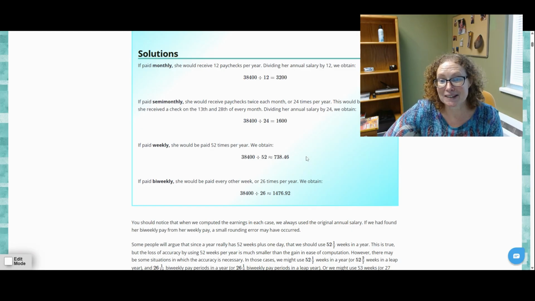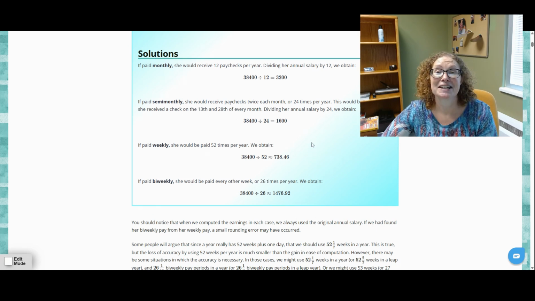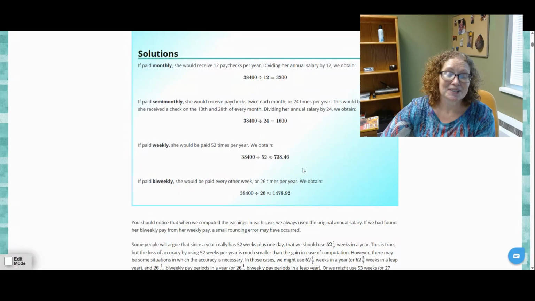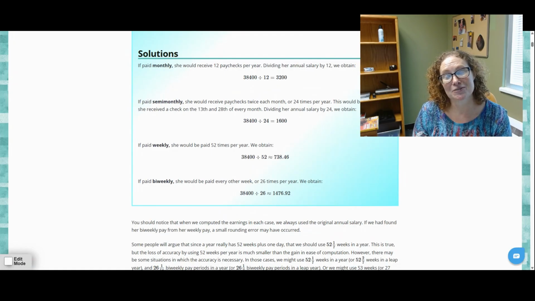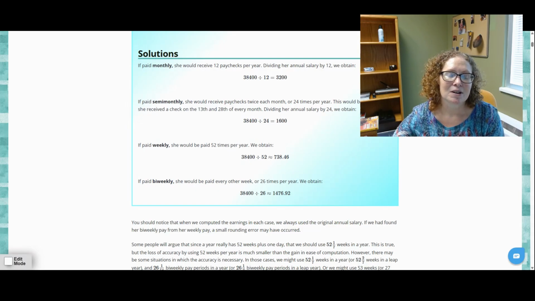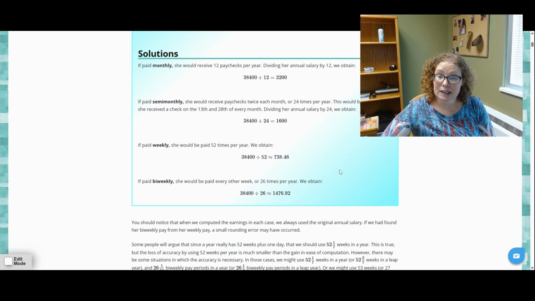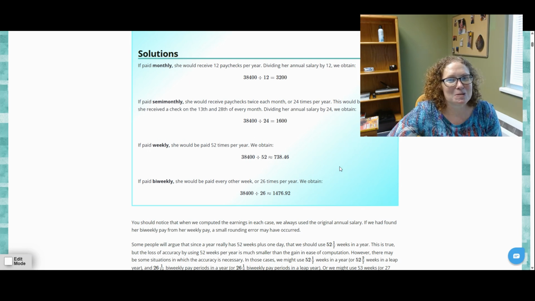If you're paid weekly, then you're looking at 52 times a year, because there are 52 weeks in the year. So with that, you would divide it by 52, and you're going to get approximately 738.46. Again, with the rounding, there will be rounding. Try to round at the very end. Keep as many numbers as you can until the very final. But because we're dealing with dollars and cents, of course, you're going to want the 2 decimal places after the decimal. If you're paid bi-weekly, that's 26 times per year.